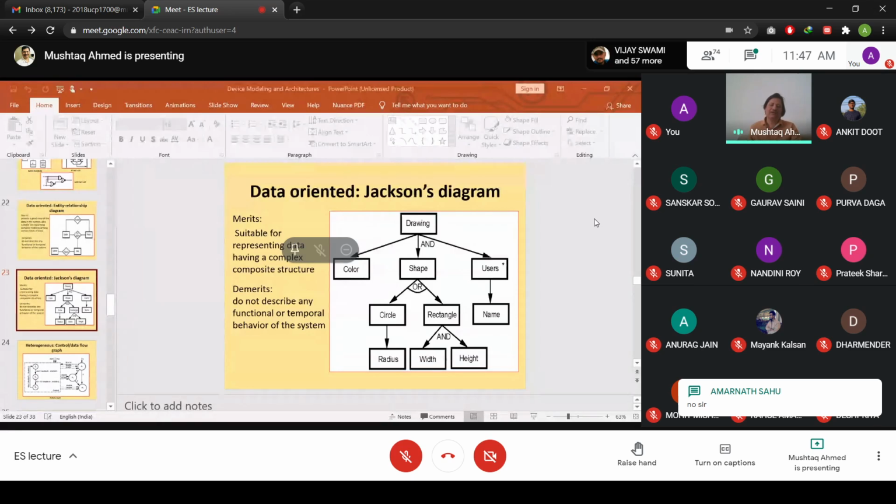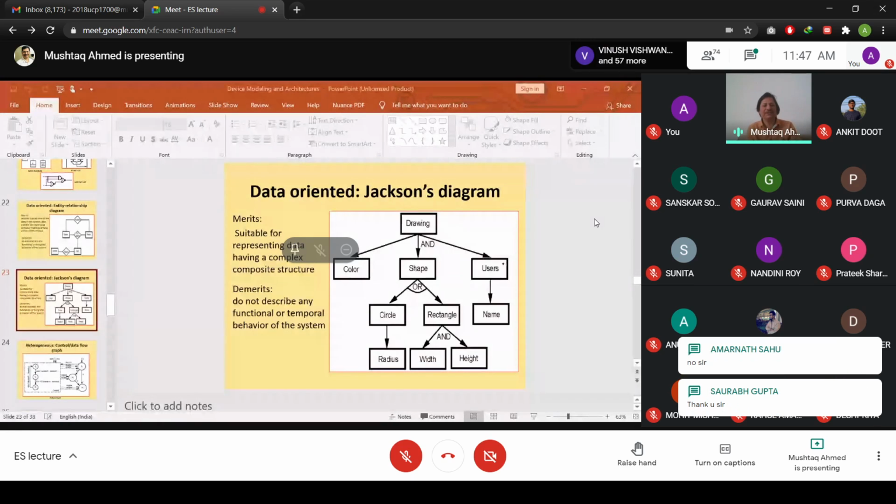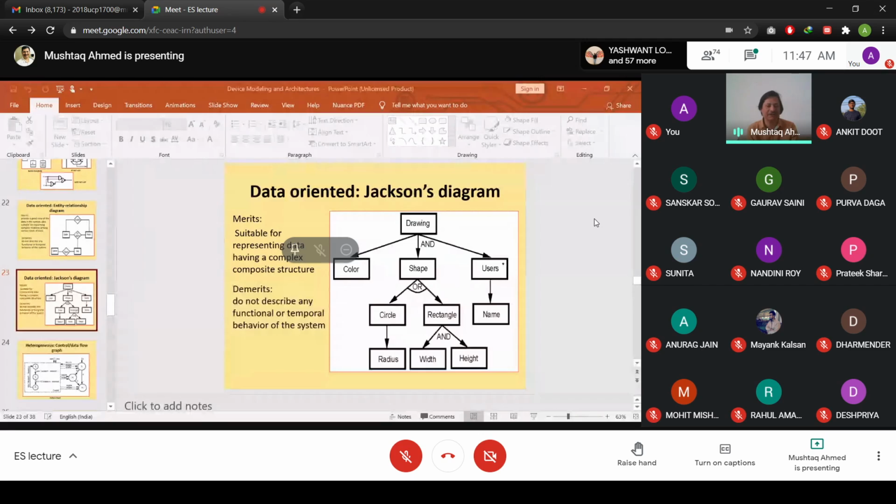Okay, so as you can see, these are very easy to understand, self-depictable modeling techniques. The other part of the modeling techniques we shall discuss in the next class.